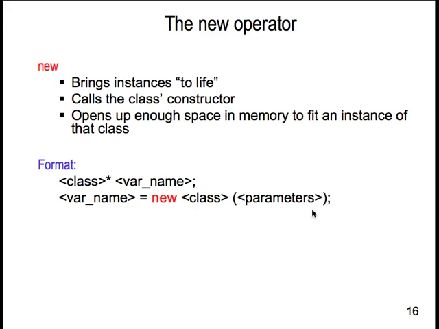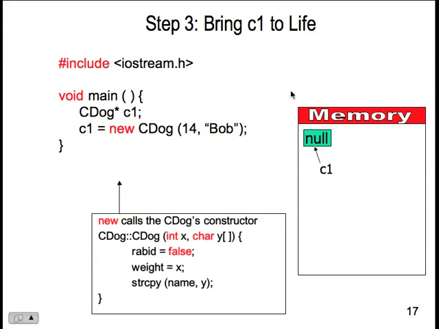So we see in the next line, here we go. We have new CDog, C1, this is what we had before. And now we're saying C1, because we already have a data member, we already created a pointer variable of type CDog and we called it C1. So we're saying C1 is equal to new, which is creating our instance here.